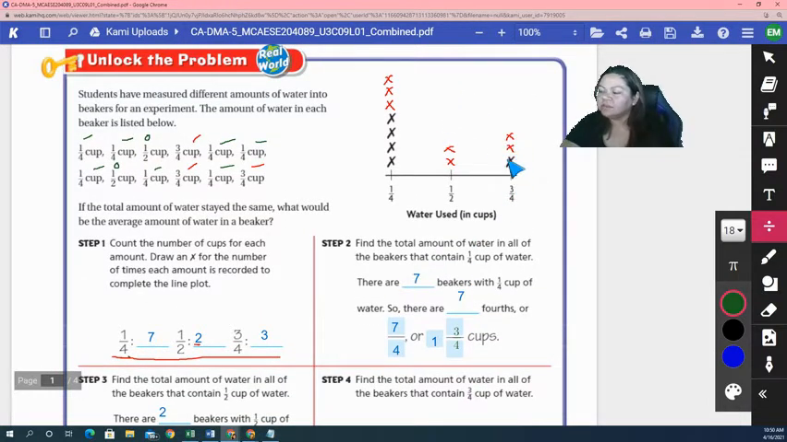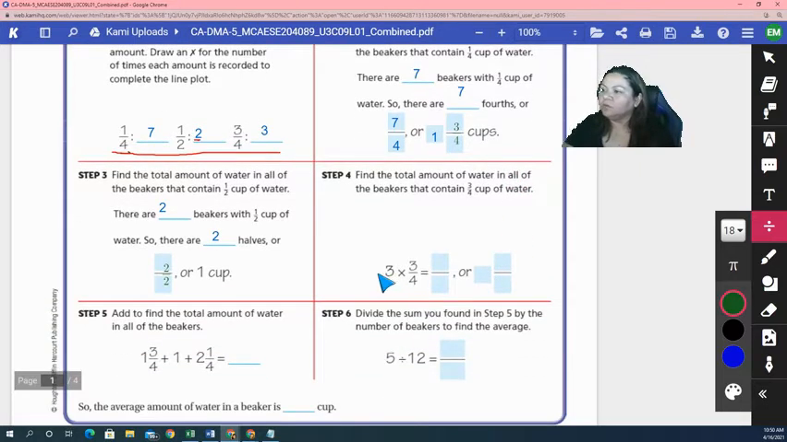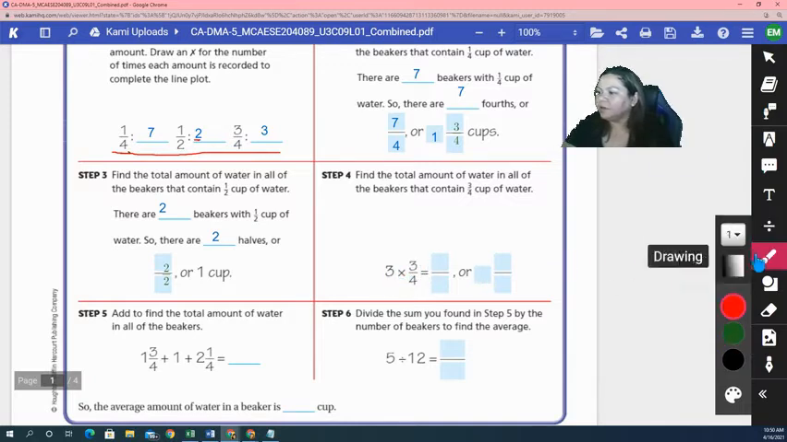3/4, we have 3 x's. That means that we have 3 of those cups. So we're going to multiply 3 times 3/4. That's another way of doing it. Okay, we have 3/4. And we already know how to multiply fractions.